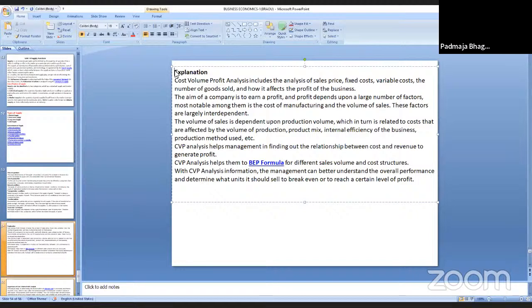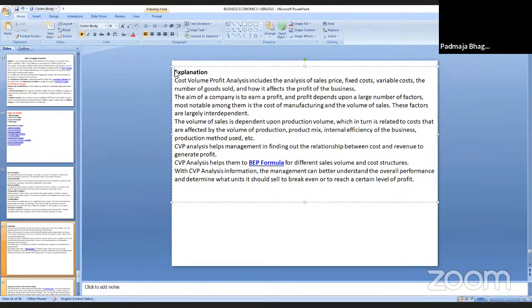That is affected by the volume of production, the production product mix, internal efficiency of the business, production method used, etc. And there is cost volume profit analysis. It helps the management in finding out the relationship between the cost and the revenue. Why do they want to know the relationship between the cost and the revenue?